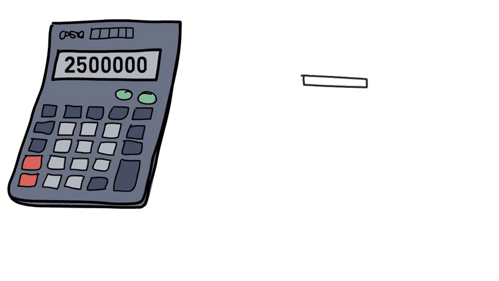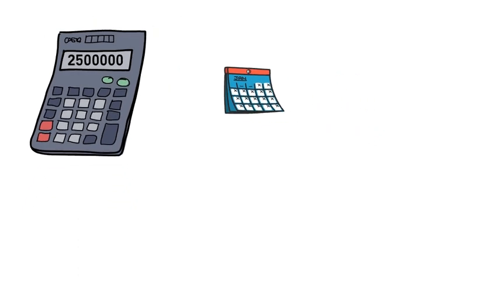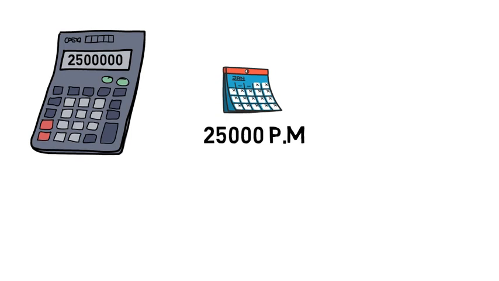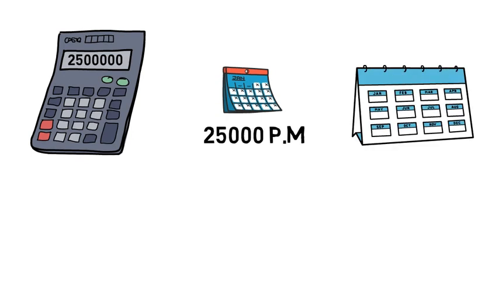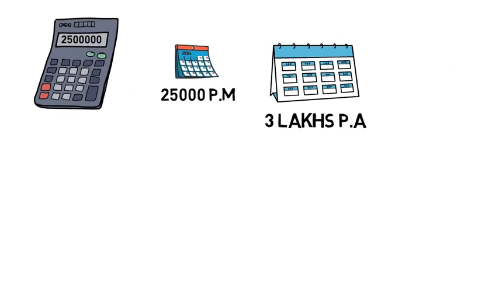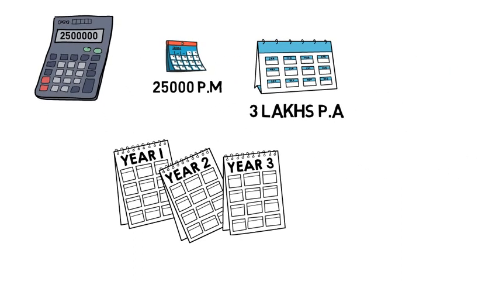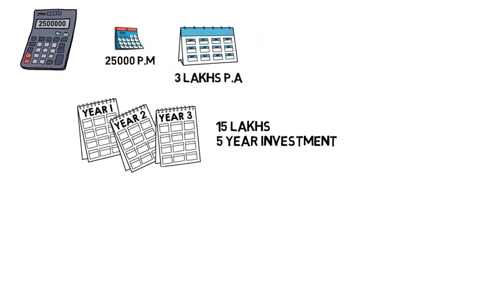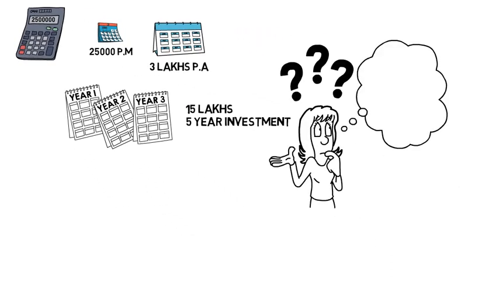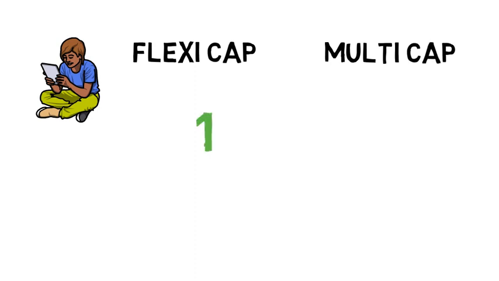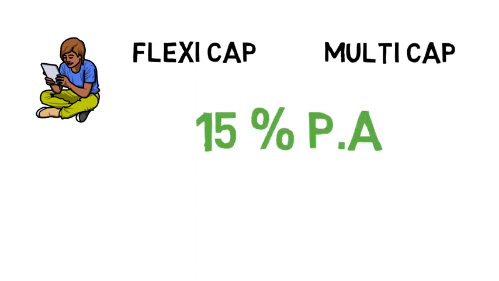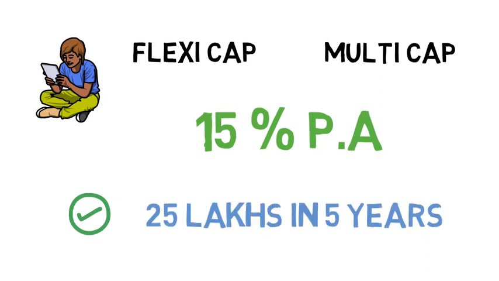some good assets. Then you start doing your SIP of 25,000 a month, which is equal to 3 lakhs a year. That means 3 lakhs for each year would be 15 lakhs as a total investment overall. You might wonder how this turned out to be 25 lakhs in the same 5 years. Assuming an individual who invests in a flexi-cap fund and multi-cap fund, which provides an annual return of close to 15%, that makes it possible to achieve 25 lakhs in 5 years.